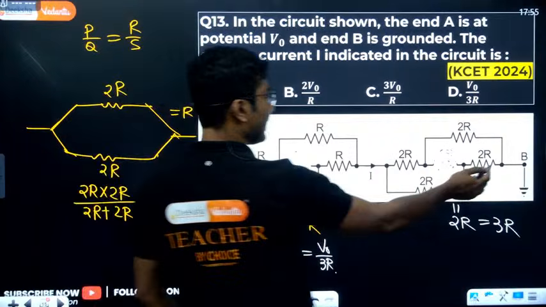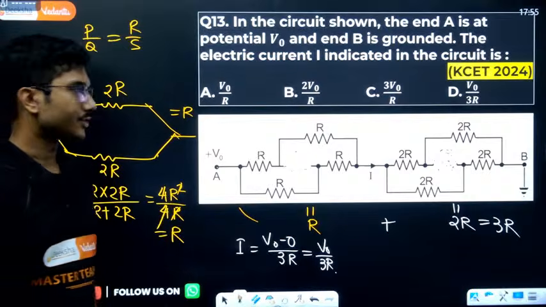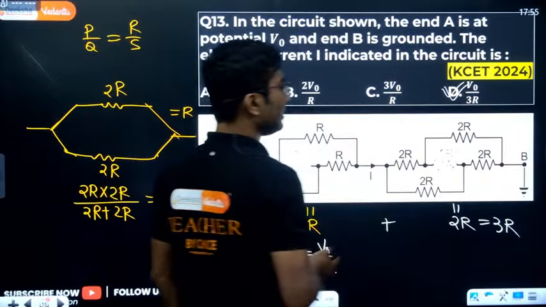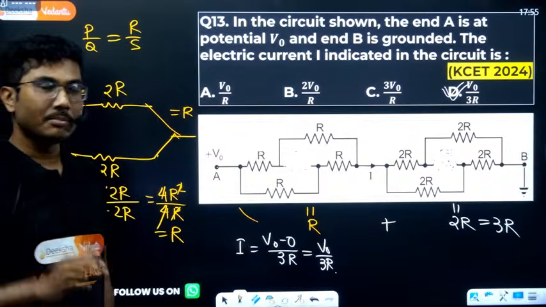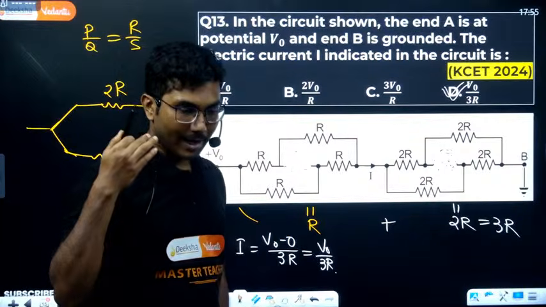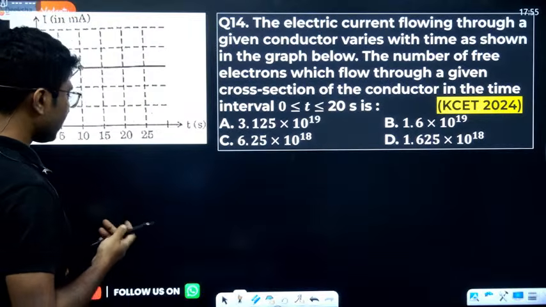Okay, if this side is not grounded, some other voltage is there, then you have to find the voltage difference. So it will be V0 upon 3R. Very interesting, important pattern to remember, and this pattern can be repeated in your exam as well. Right, now let's move on with the next question.